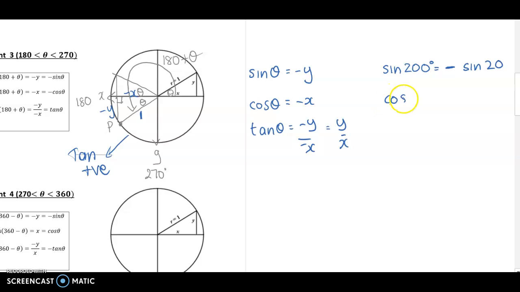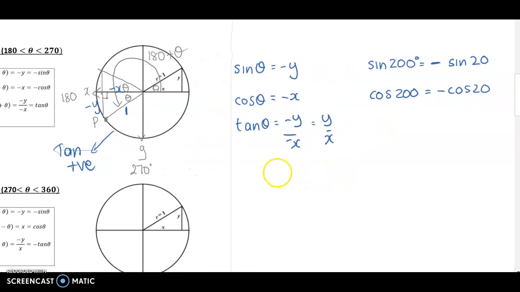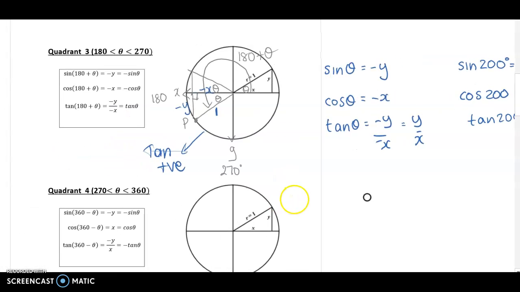Cos of 200 is going to be equal to minus cos of 20, and tan of 200, in this quadrant, because tan is positive, would be equal to tan 20. They would be identical. Okay, so again, let's have a look at what we've actually learned in that third quadrant.